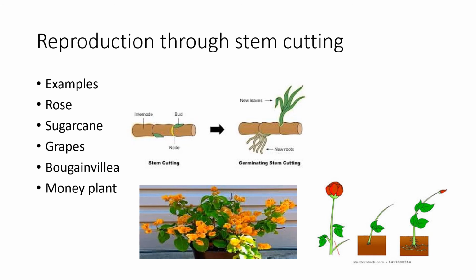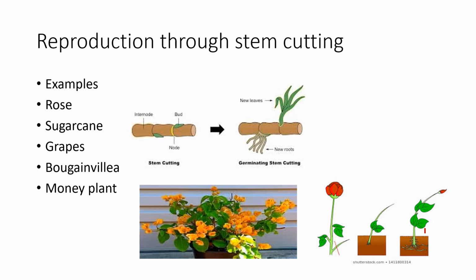Now we'll deal with reproduction through stem cutting. Some of the examples are we can grow rose, sugarcane, grapes, bougainvillea, money plant through their stem cutting. Like you see in this diagram on the right corner, there is a rose plant already growing. We take a stem of this rose plant and put it in the soil.